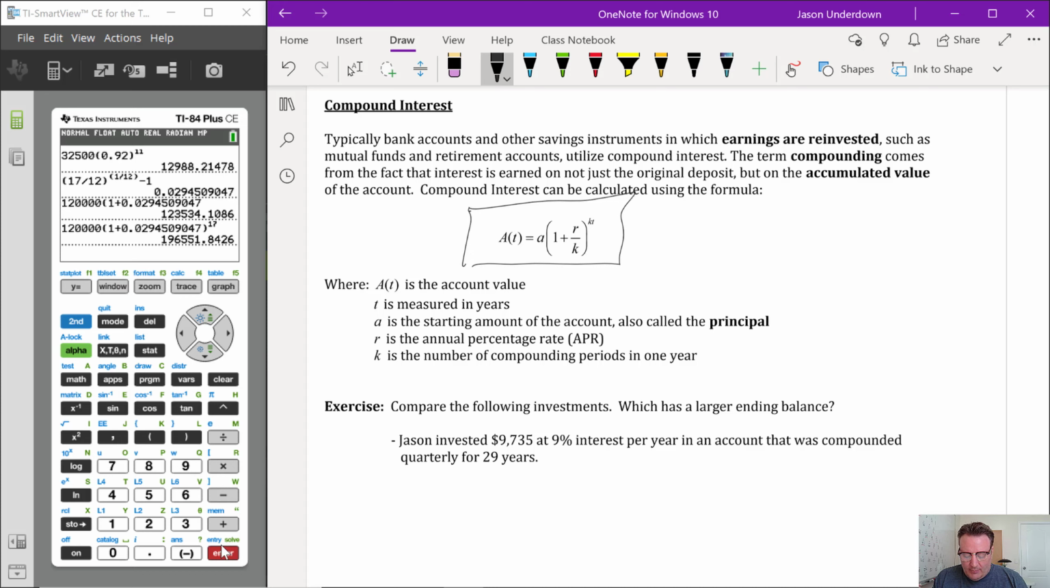Lowercase a is the starting amount of the account, also called the principal. R is the annual percentage rate, but we still need to express it as a decimal value. It will often be given to us as a percentage, but when we put it in the formula, we need to write it as a decimal. K is the number of compounding periods in 1 year. So K for compounding, right? Okay. So if you had monthly compounding, K would equal 12. If you had quarterly compounding, K would equal 4 because you're doing a compounding each quarter of a year.